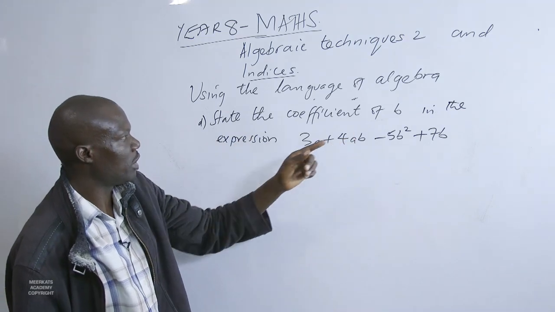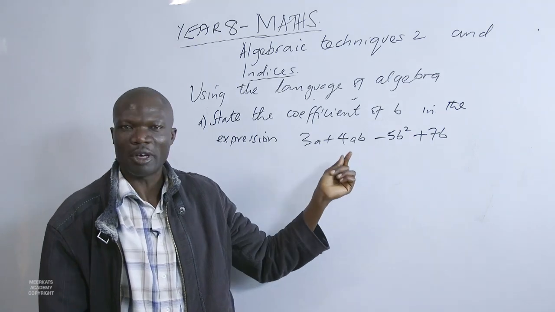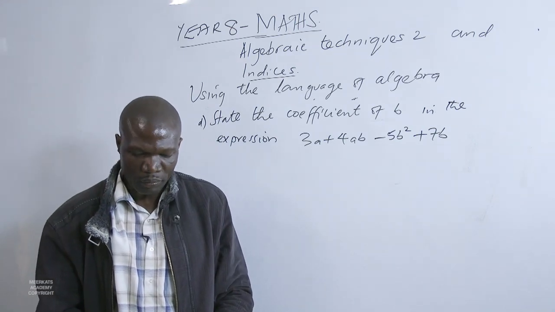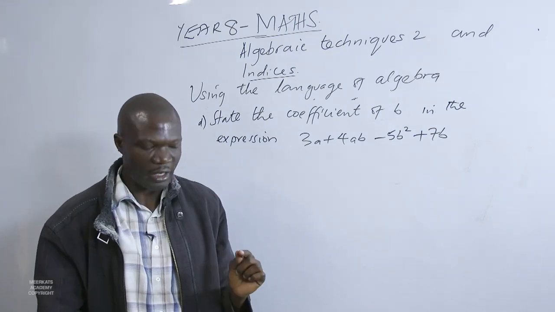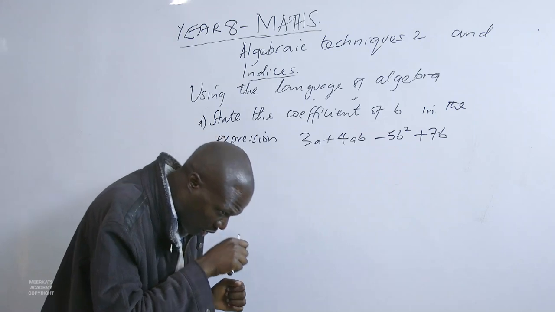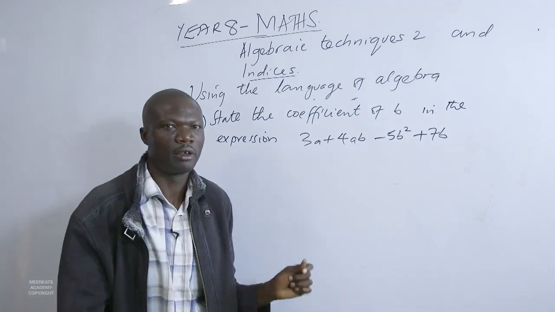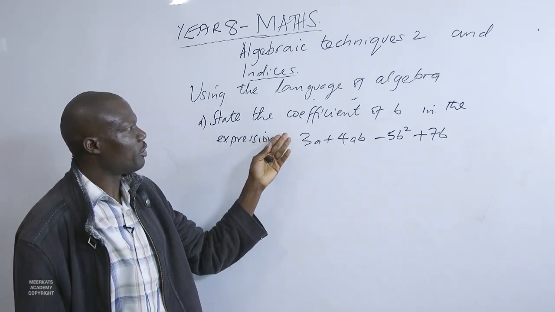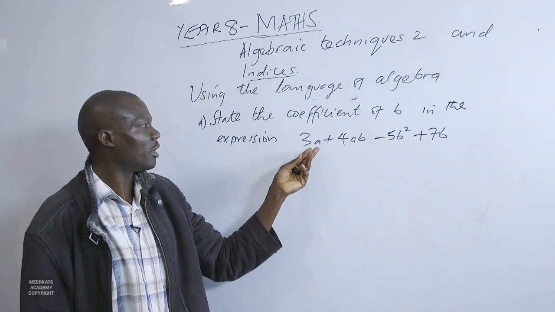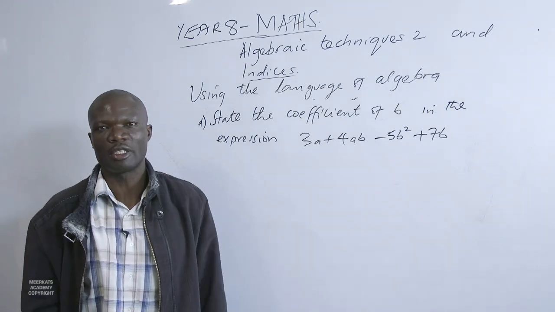State the coefficient of b in the expression 3a plus 4ab minus 5b squared plus 7b. This question comes in handy because sometimes a student is asked to state the coefficient of b in the expression 3a minus 4ab minus 5b squared plus 7b.